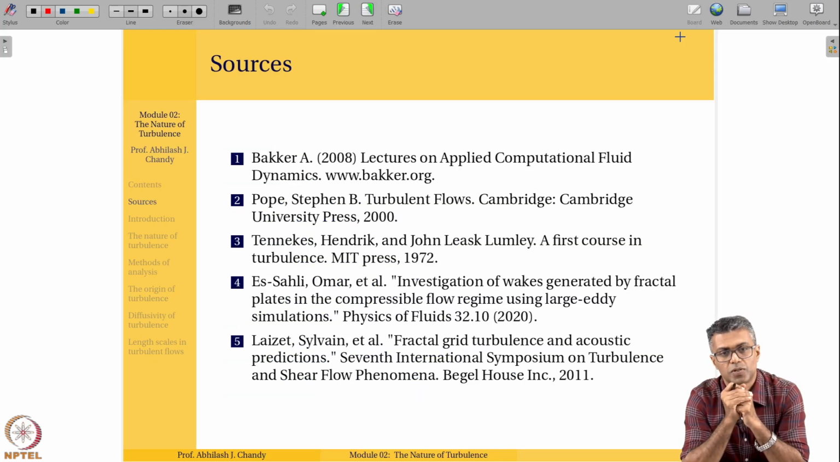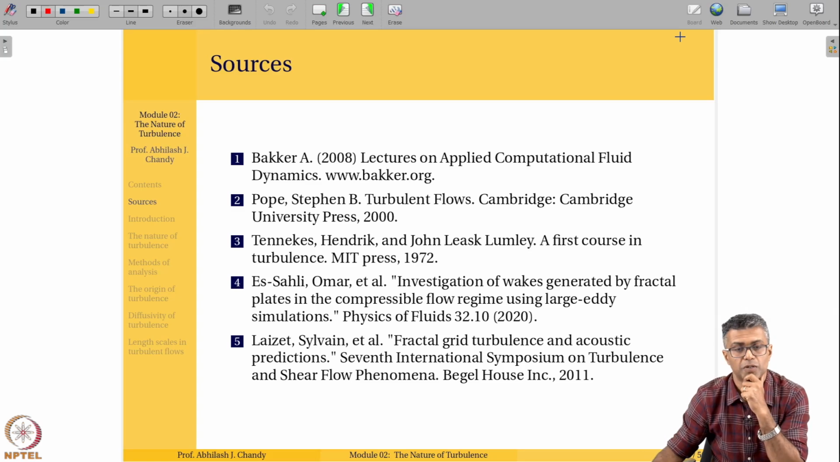These are the sources that I have used for this particular module. Pope's book remains. A lot of what I've used comes from observations in Tennekes and Lumley's book, as you will see, and some figurative illustrations from some papers and conference proceedings.